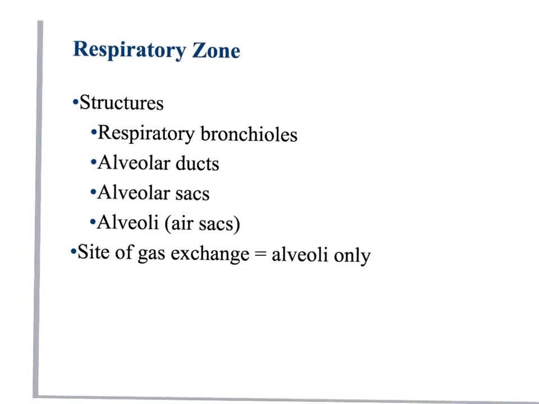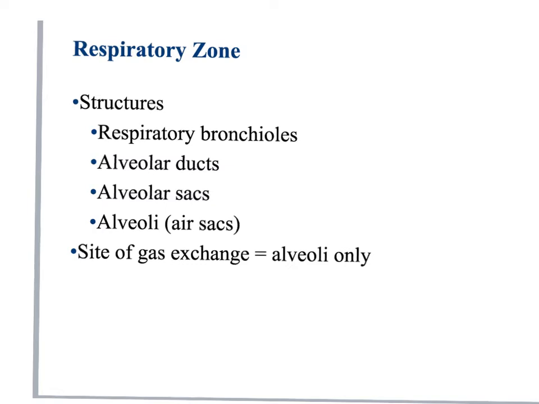All right, here's your respiratory zone: respiratory bronchioles, ducts, sacs, and then the alveoli, the air sacs themselves. Gas exchange only occurs in the alveoli, because that is where the blood is going to be. That's where the capillary netting is going to be. You'll see a picture of this in a little while, a histology of an alveolar sac that's cut in half, and you see all the different capillaries that are involved. And we'll talk about the cells that line the alveoli as well.